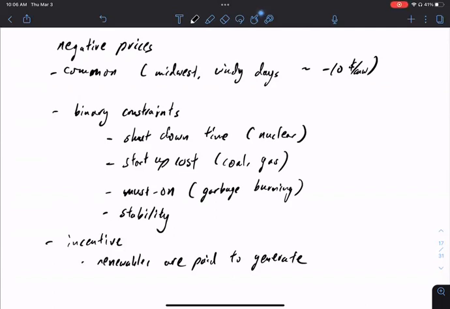So renewables actually don't enter these three. Renewables typically don't have shutdown problems. They don't have startup costs. This is still relatively small in most places. So these would really come from conventional generators. And the stability is an interesting problem. Like, can renewables provide stability? It's still a question that people are thinking about. Okay, but these are the reasons why you could potentially have negative prices in the system.